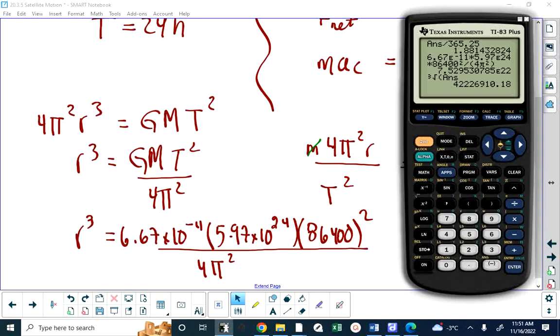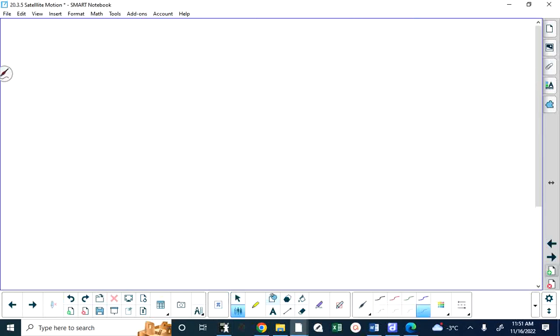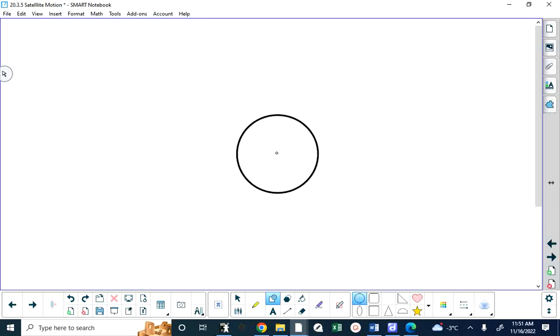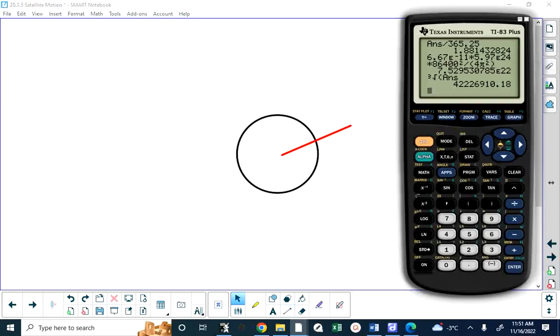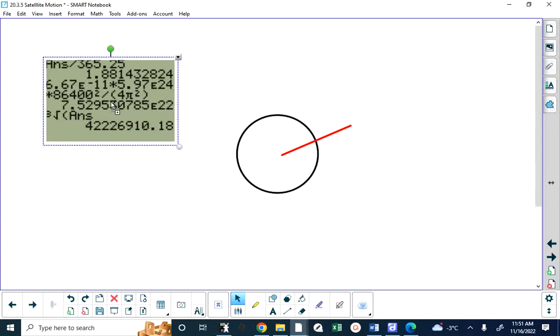That's R, but that's not the answer to the question. This is the orbital radius of the satellite. So here's Earth. The number we just found is, what do we got? 1, 2, 3, 4, 5, 6, 7. 4.2 times 10 to the 7 meters. You're getting the same number, by the way? Okay.